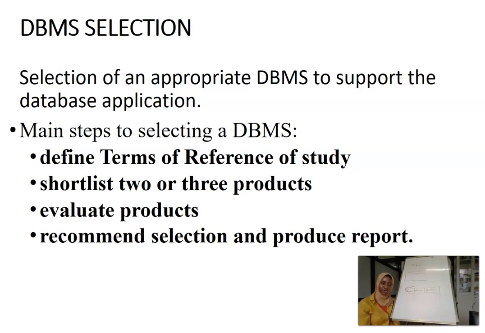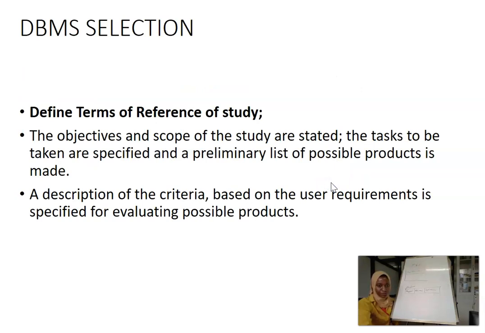Then you shortlist the 2 or 3 products based on the criteria. Which of the 2 products, of the 3 products, fulfills the criteria mentioned? You evaluate these products. The evaluation of the products is based on, for example, the data definition, recovery and backup. It could also be based on the structure of the database, expansion, etc. And then you recommend the best product that you want to use.